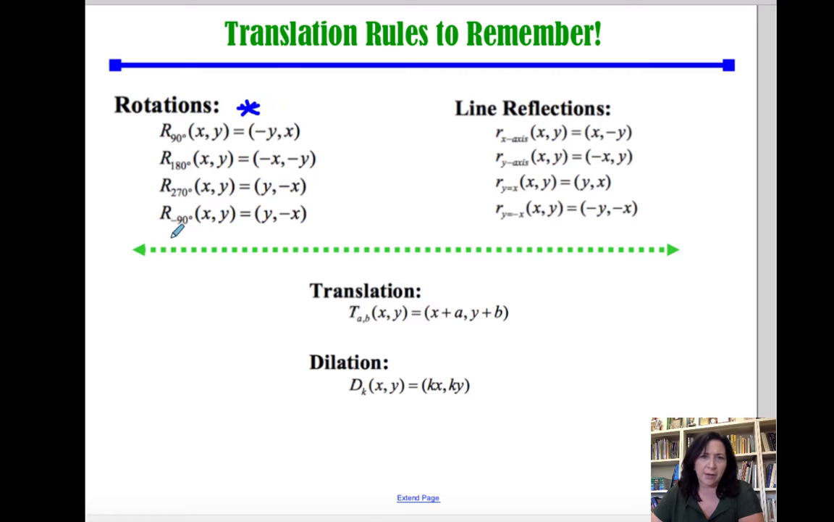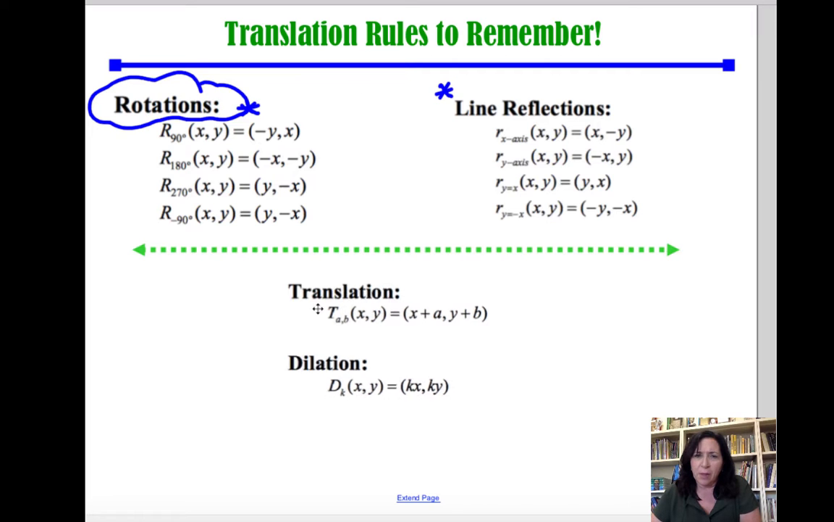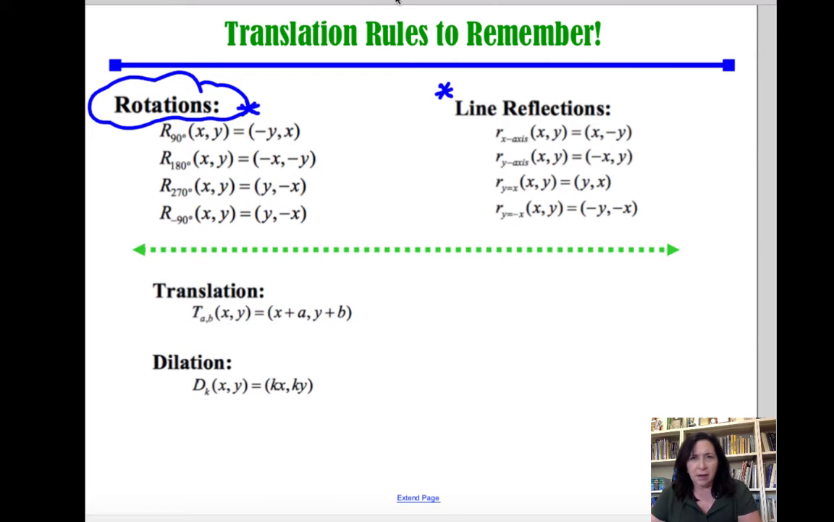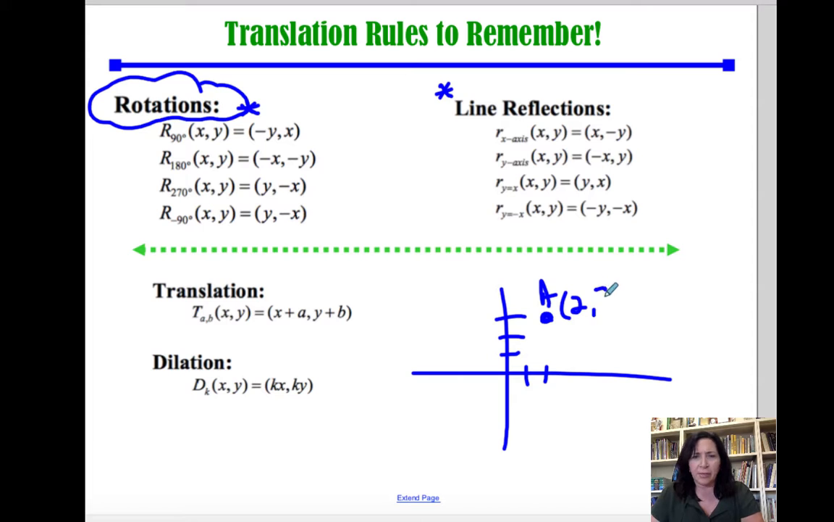Very important right here. These ones are also important, but not as important as the rotations. And the reason is because line reflections, you can always count over, like you can reflect over. So for example, if I had a line, and let's say I drew a line like this, and I'm looking at the point, let's say 2, 3. So here's the point, let's call that A, 2, 3.